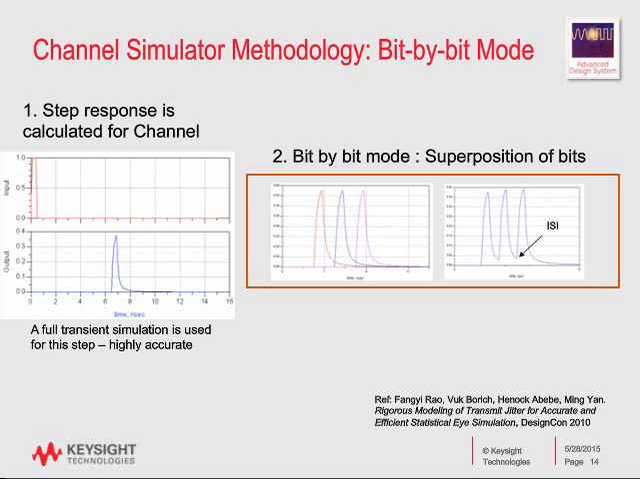If that is an accurate process, then the resulting simulation, which uses a superposition of bits, a superposition of those responses, will also be very accurate. And fast, too. There is one assumption that's key to a channel simulator, and that is that the channel itself must be linear time invariant. So we'll talk about that later, but essentially that is how we get speed.